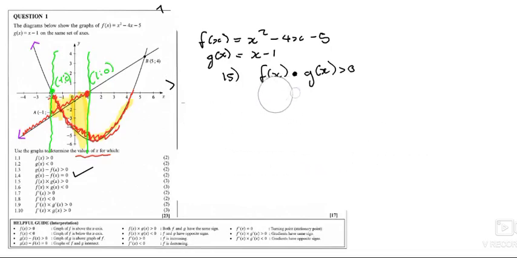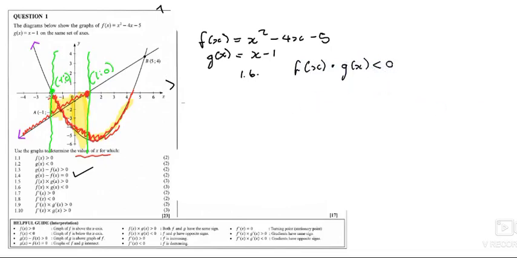So now the next one, your favorite also, but it's just the opposite of what we're doing. So now it's 1.6. So we're going to be saying 1.6. What is 1.6 saying? It's saying where is f of x multiplied by g of x lesser than 0.